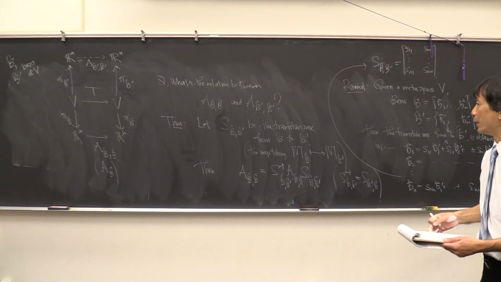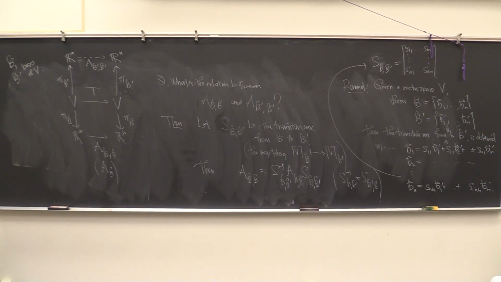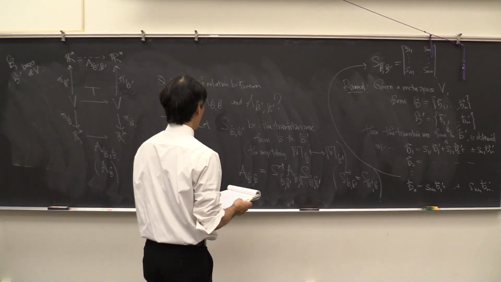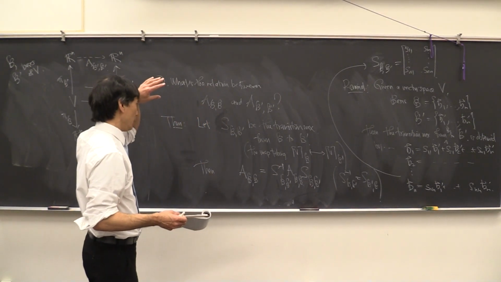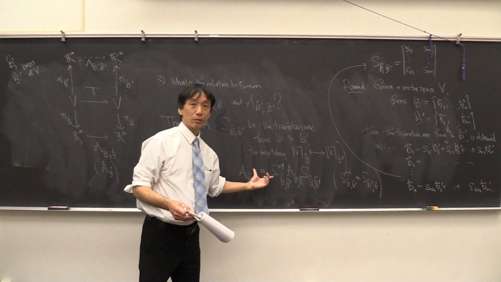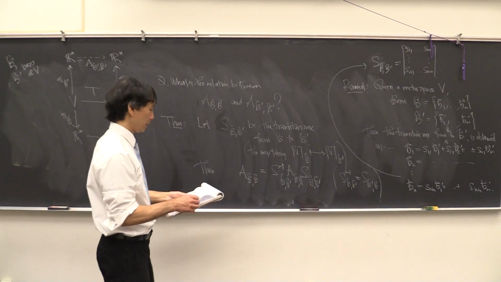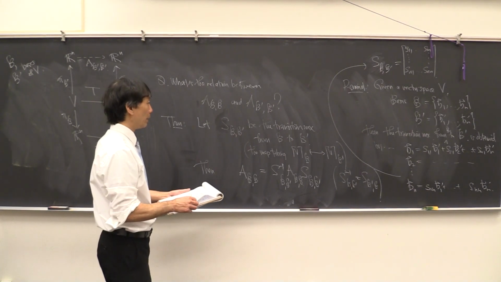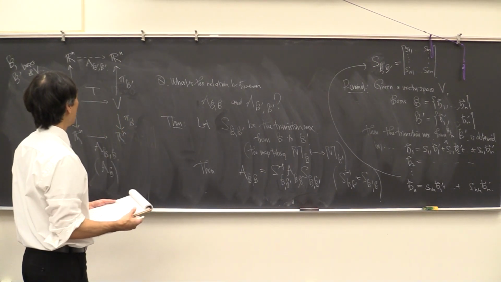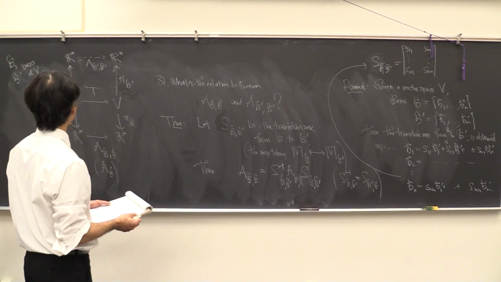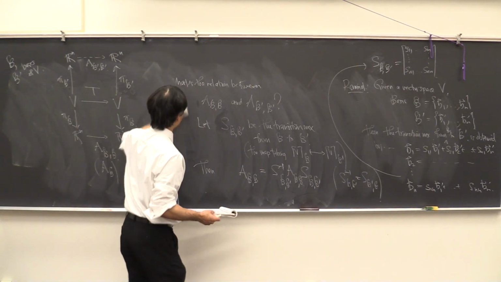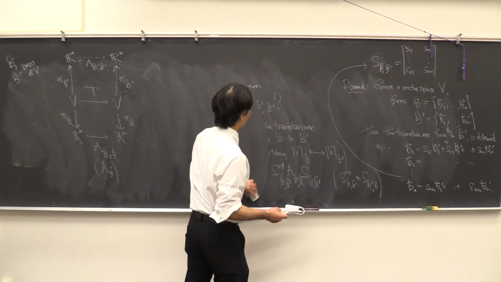Okay. So this is the theorem saying that the matrix representations are related to each other. Let me give an example just to make that concrete, and then we'll explain why it's true.